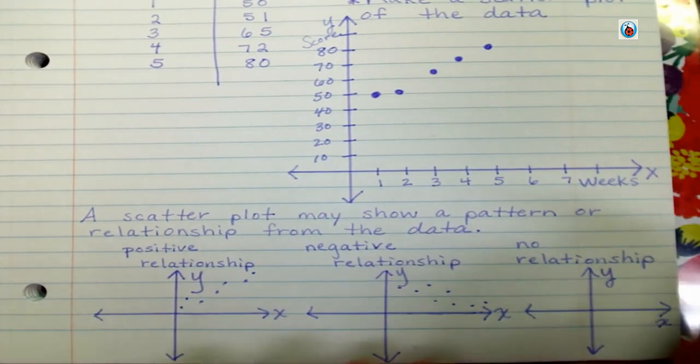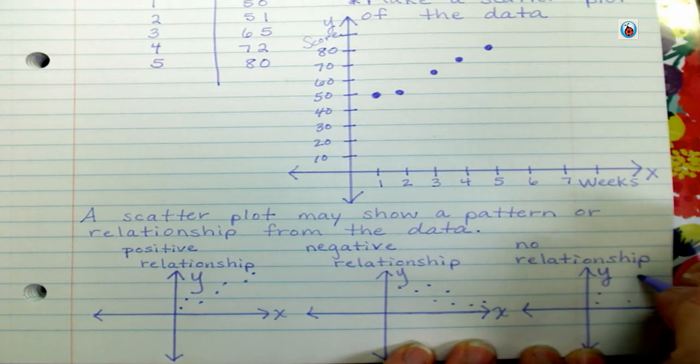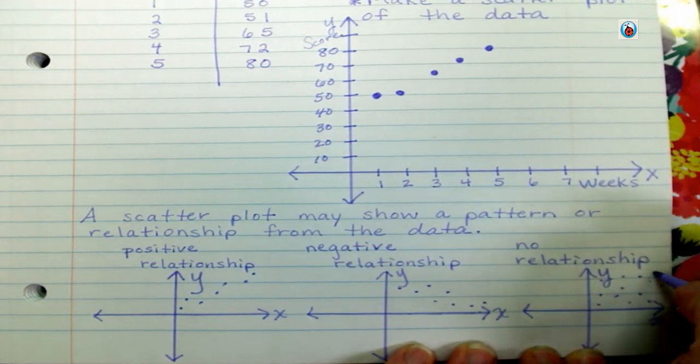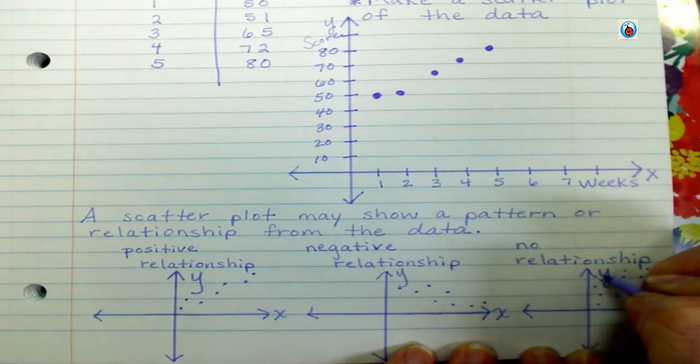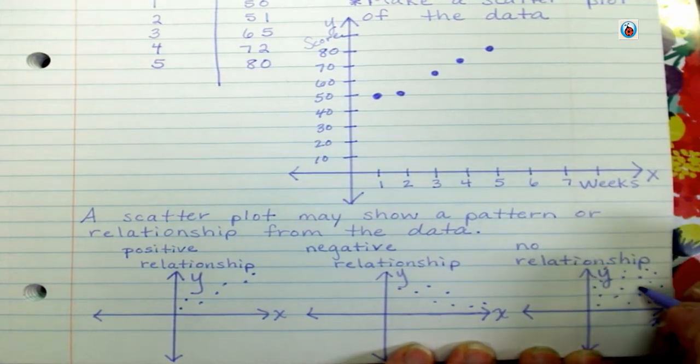And if there's no relationship, then my points are all scattered just all over, and it doesn't look like they're moving upwards or downwards, either one. They're just scattered all over the place.